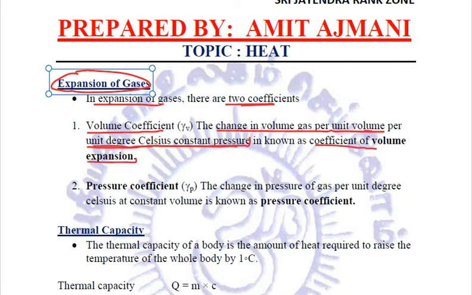The second is the pressure coefficient. What is the pressure coefficient? The change in pressure of gas per unit degree Celsius at constant volume. This is called the pressure coefficient. So these are the two coefficients in expansion of gases. One is change in volume provided pressure is constant, and second is change in pressure provided volume is constant.